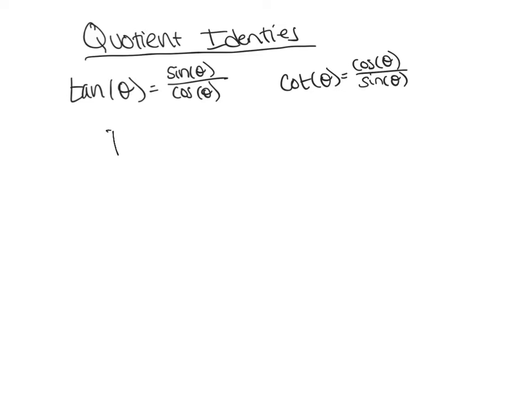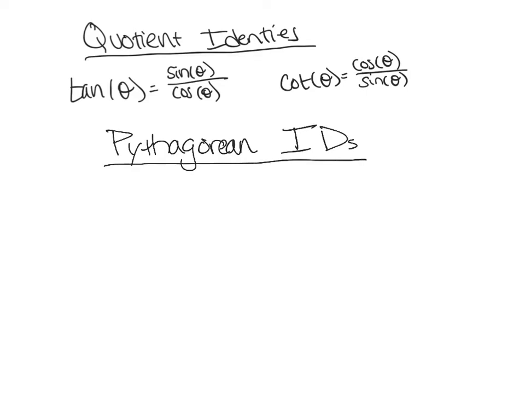So for the Pythagorean identities, I'm going to shorten identities to IDs because identities is just kind of a long word. So for the Pythagorean identities, let's take a look again at a circle. I'm not even going to call this the unit circle, we're just going to say that this radius is r.